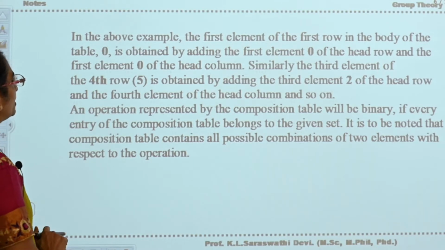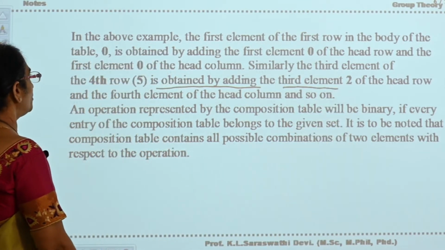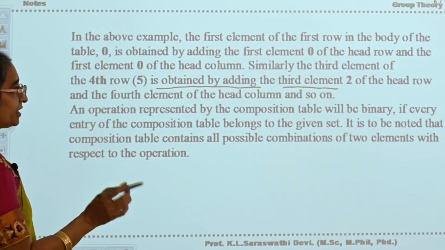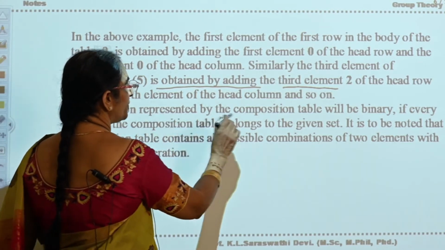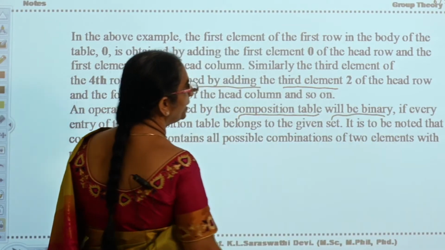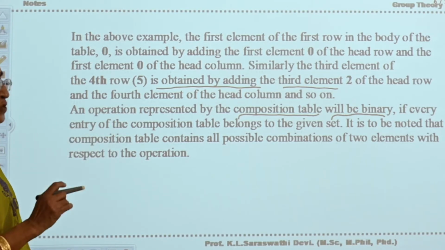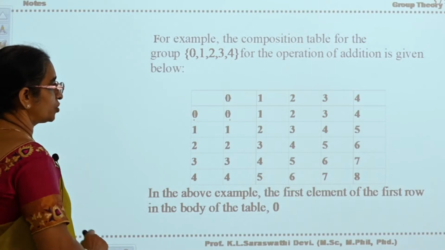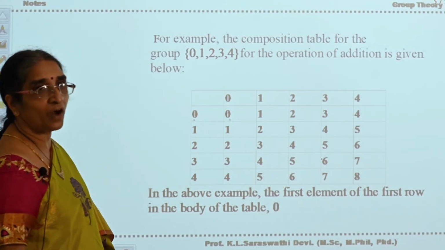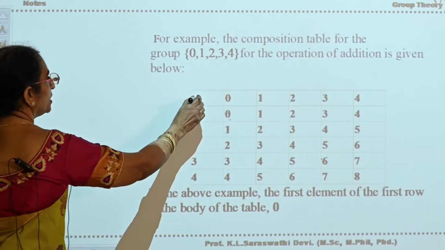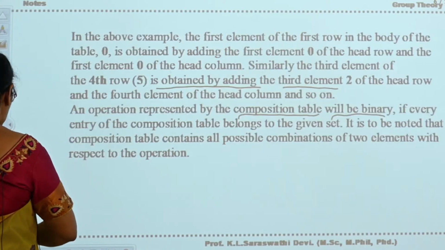Similarly, the third element of the fourth row, 5, is obtained by adding the third element 2 of the head row and the fourth element of the head column and so on. Already I explained to you. Is it clear? Now, the operation represented by the composition table will be binary if every entry of the composition table belongs to the given set. Now see here, I showed you 5, 6, 5, 6, 7, 5, 6, 7, 8. These do not belong to the given set. Therefore, the addition you have taken, with respect to that composition, the given set is not closed.